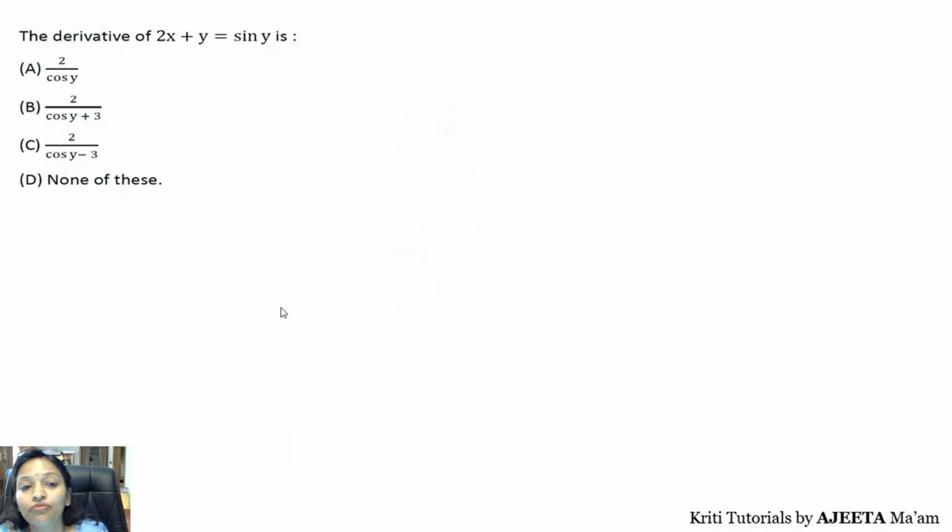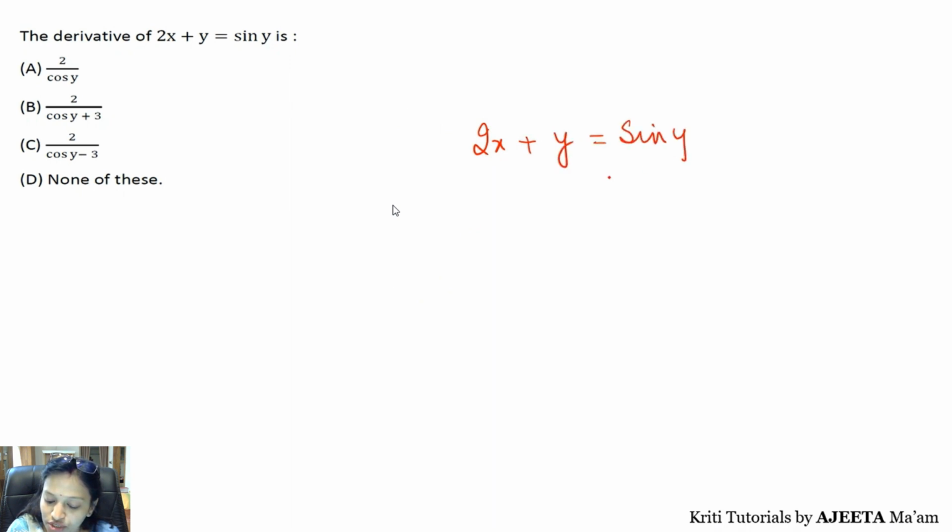So now the first question is, you have to find the derivative of 2x plus y is equal to sine y. Now this is a very easy question which is based on the implicit function concept, right? So we have to find the derivative. Now let's find the derivative of this. So what will you get? So let's do it. 2x plus y is equal to sine y. So if we differentiate it with respect to, right? So with respect to what? We are going to differentiate it with respect to x.